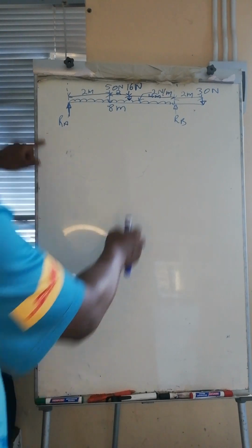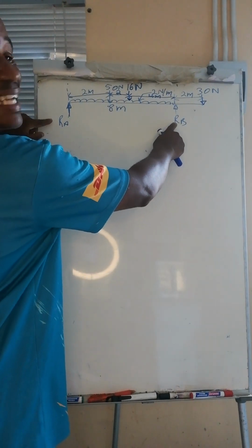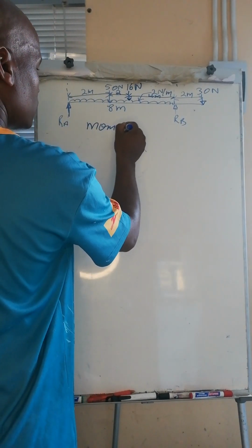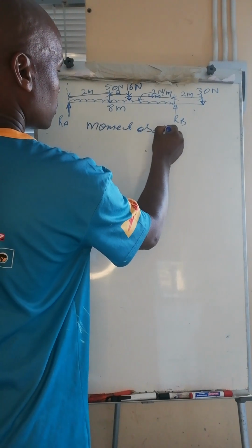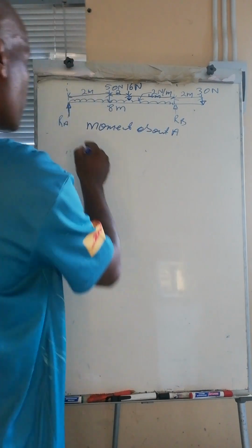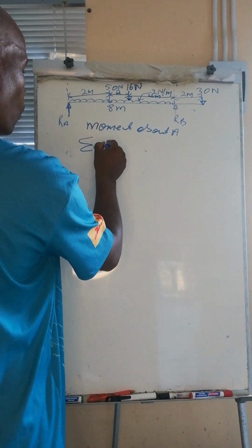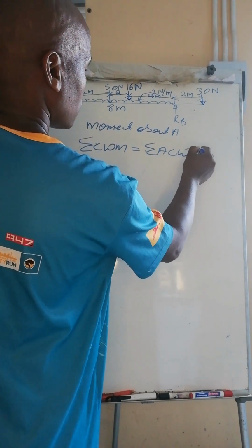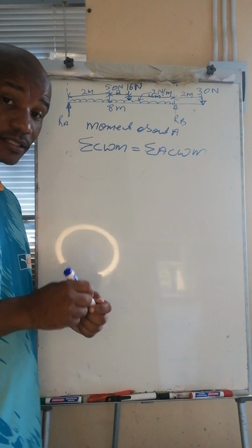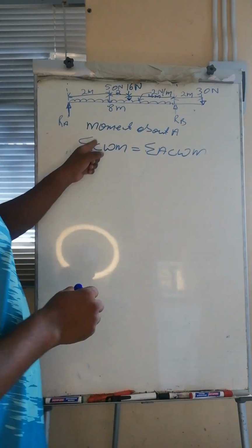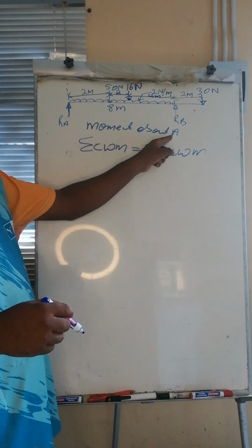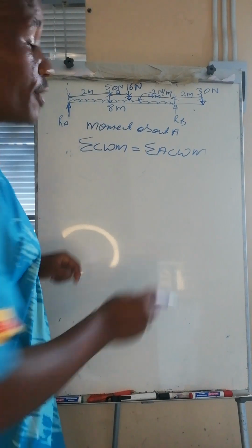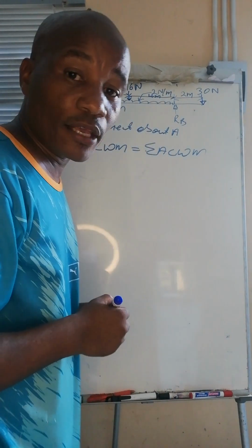Now let's take moments, because you are requested to calculate the reactions at the support. Moment about A. The sum of the clockwise moments is equal to the sum of the anti-clockwise moments. That's 1 mark, guys. Initially we said the moment at A means that all the forces go to A, and if you multiply that force by distance, you get a moment.